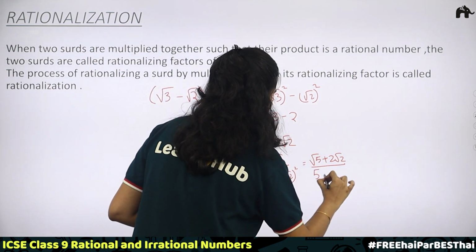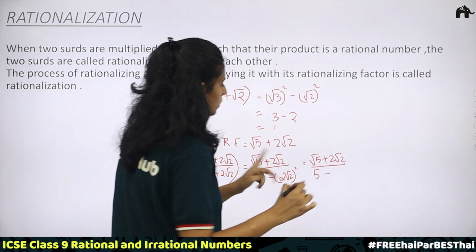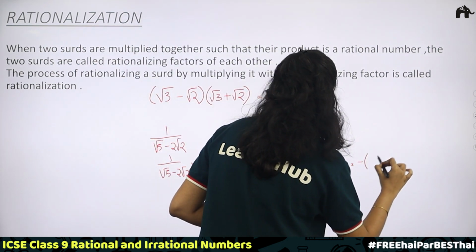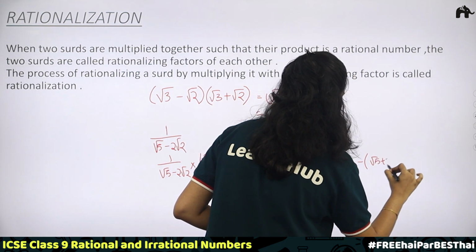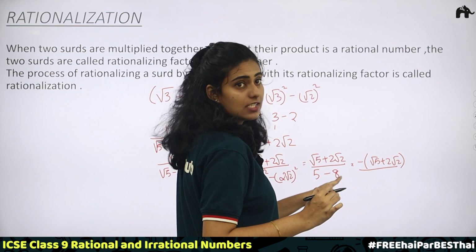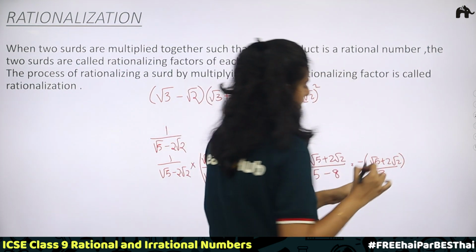Which is equal to root 5 plus 2 root 2 divided by root 5 square is 5, minus 2 root 2 square: 2 square is 4, 4 into 2 is 8. Which is equal to minus root 5 plus 2 root 2 divided by 5 minus 8, which is minus 3. I have taken this negative to the numerator. In the denominator, you will be having 3.